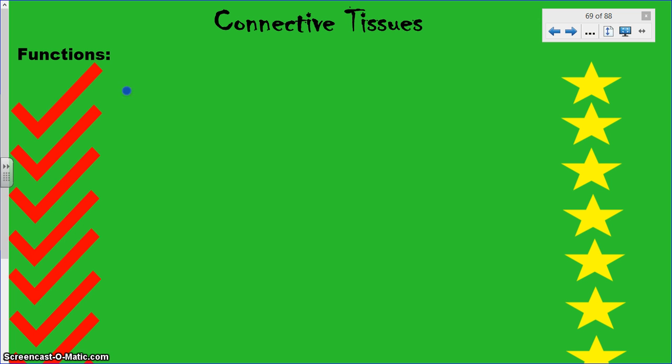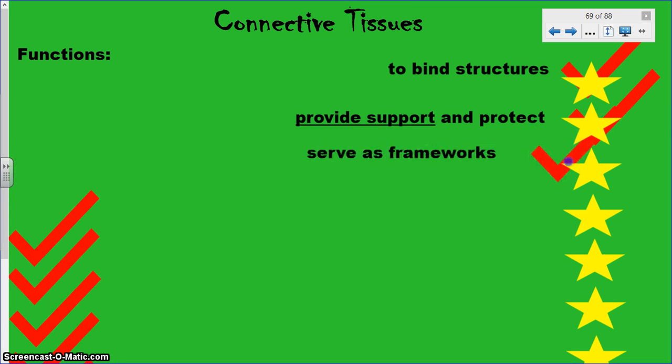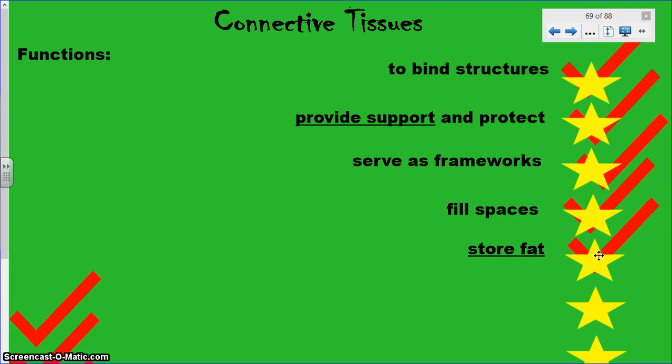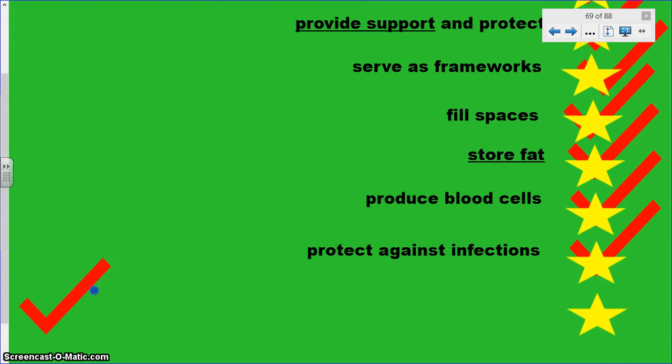Some of their functions include binding structures together, which makes sense. It's called connective tissue. Another one is to provide support, protection for other parts of your body. It can also serve as frameworks, holding your body together, holding other tissues together, supporting your epithelial tissues. They can fill spaces, store fat, produce blood cells, protect you against any infections, as well as helping to repair tissue damage.